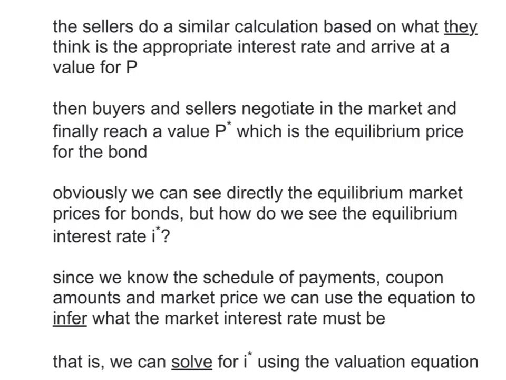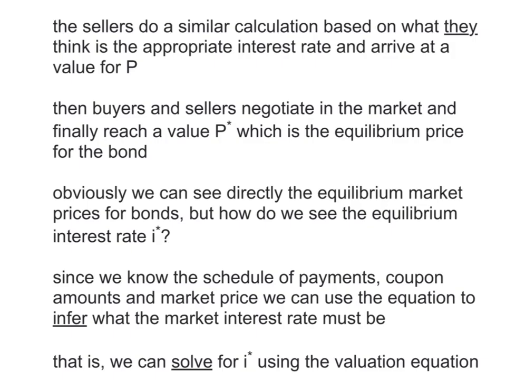Now, the person who owns a bond and wants to sell the bond is doing a similar calculation. They figure out what they think should be the correct interest rate for discounting purposes. Again, it's looking into the future. It's making some assumption about what will be future inflation. They take their best guess at what the discount I should be. They apply that to the stream of known future payments.